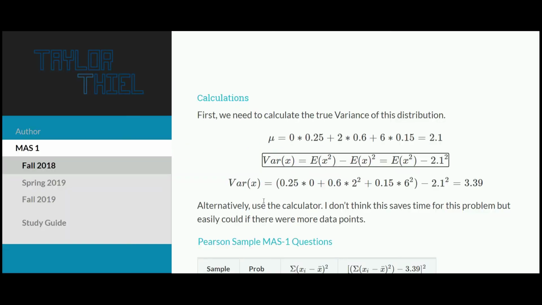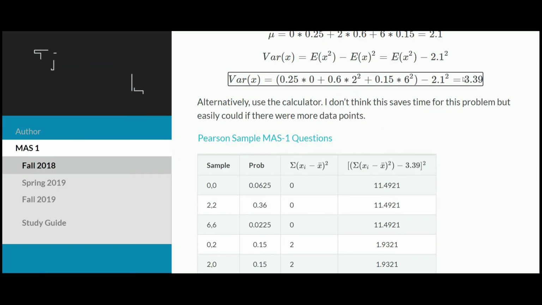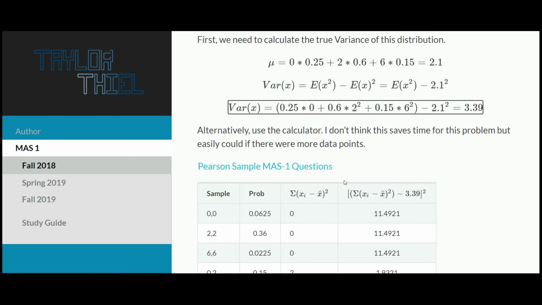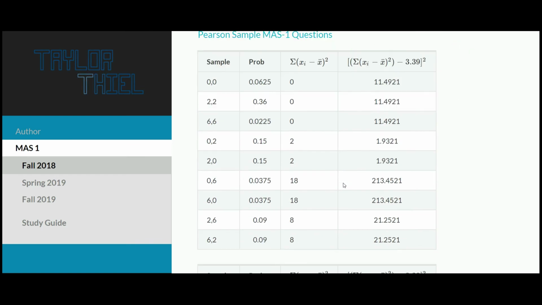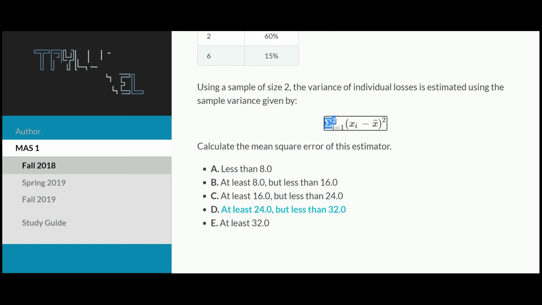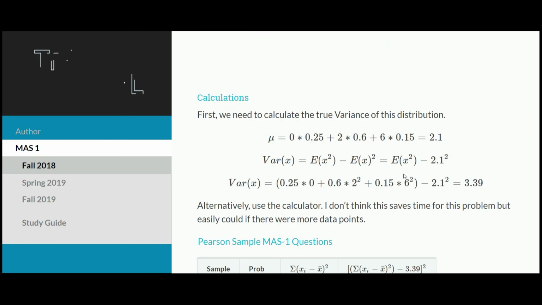So jumping back to the walkthrough, we at this point have calculated our true variance of this data. So next what we want to do is say, okay, well, that's the variance of x, but in this problem what we care about is MSE of this estimator. Sample size of 2 and calculate this estimate of variance, mean squared error. What's that look like?